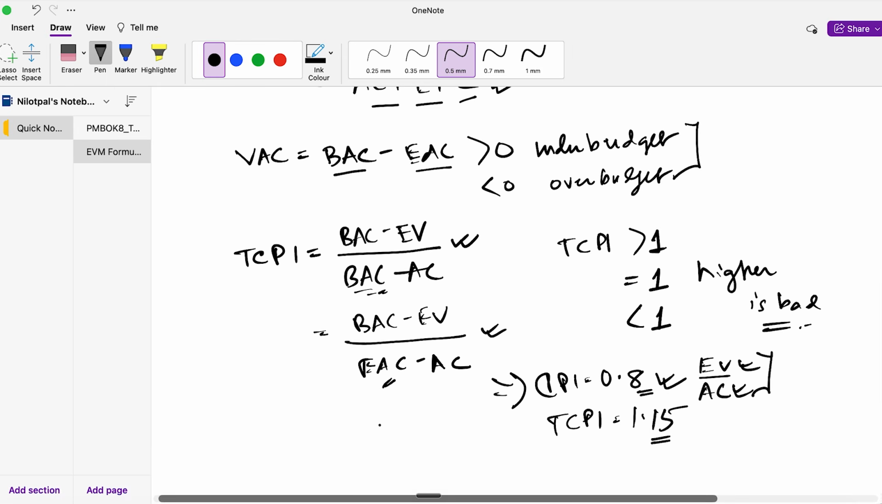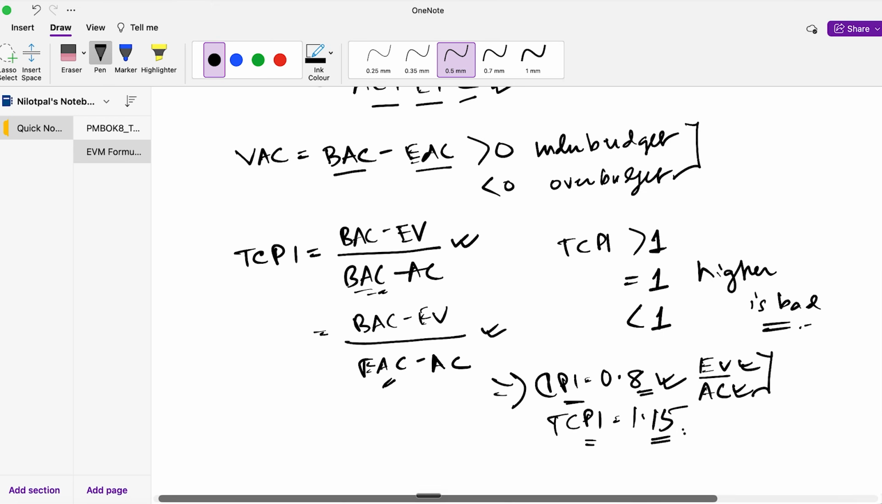Now this is how your TCPI basically links to your CPI, right? So we have seen as part of this scenario that when your CPI is 0.8 and your TCPI is 1.15, it's a bad thing, right? Because since your CPI is less than 1, your actual costs are more than your earned value. So it's a bad thing.